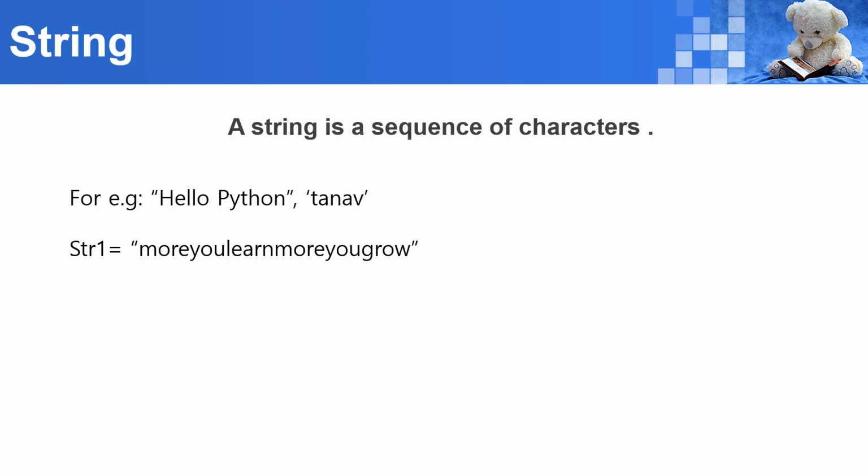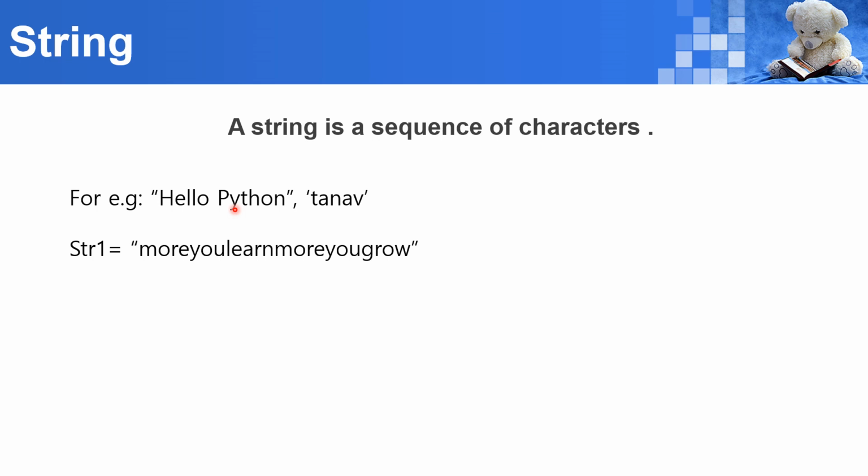I have enclosed it in double quotation marks and I have enclosed this name in single quotation marks. The sequence of characters may include a letter, a number, a special character or a backslash. Python treats single quotes the same as double quotes. And triple quotes are typically used for strings that span multiple lines.